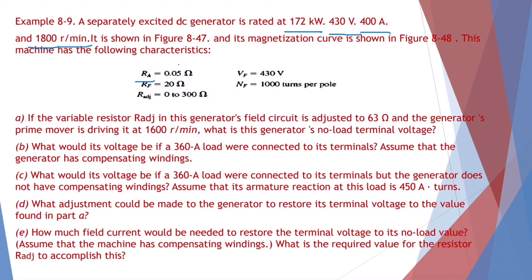We have RA 0.05 ohm, RF 20 ohm, R adjustment from 0 to 300 ohm, VF 430 volt, NF 1000 turns per pole. A, if the variable resistor in this generator's field circuit is adjusted to 63 ohm, and the generator's prime mover is driving at 1600 revolutions per minute, what is this generator's no load terminal voltage? We have to calculate the terminal voltage.